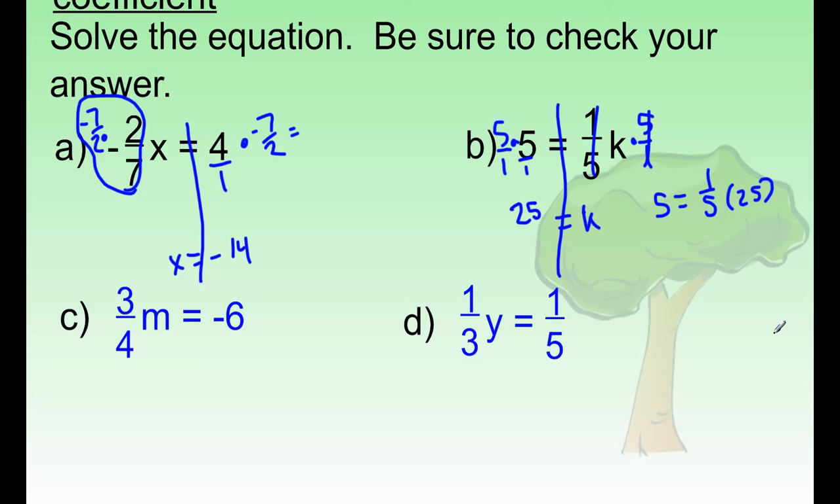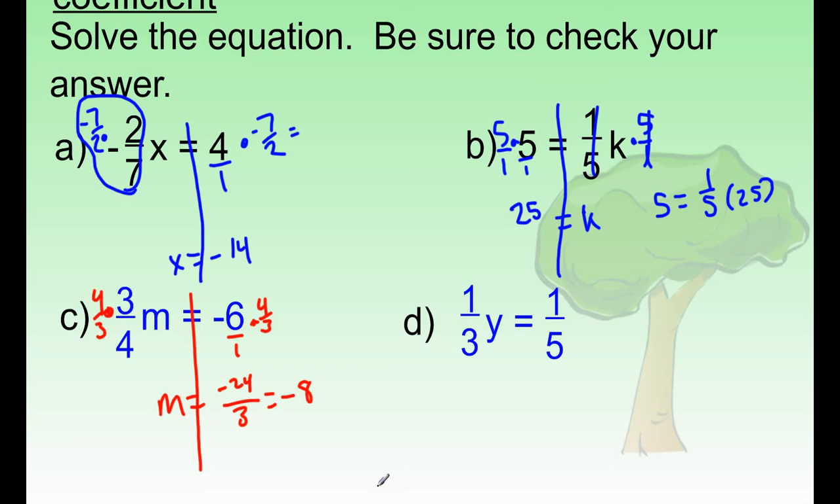Okay, so let's see. I'm going to multiply both sides by the reciprocal of the fraction. These cancel because I get 12 over 12, which equals 1m. On this side, multiplying the tops gives me negative 24. Multiplying the bottom gives me 3. And simplified, it is negative 8.